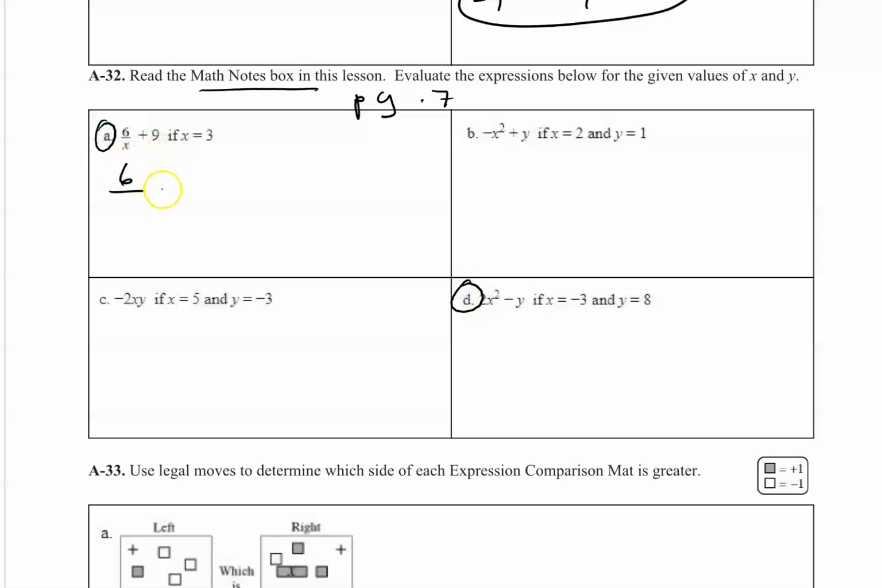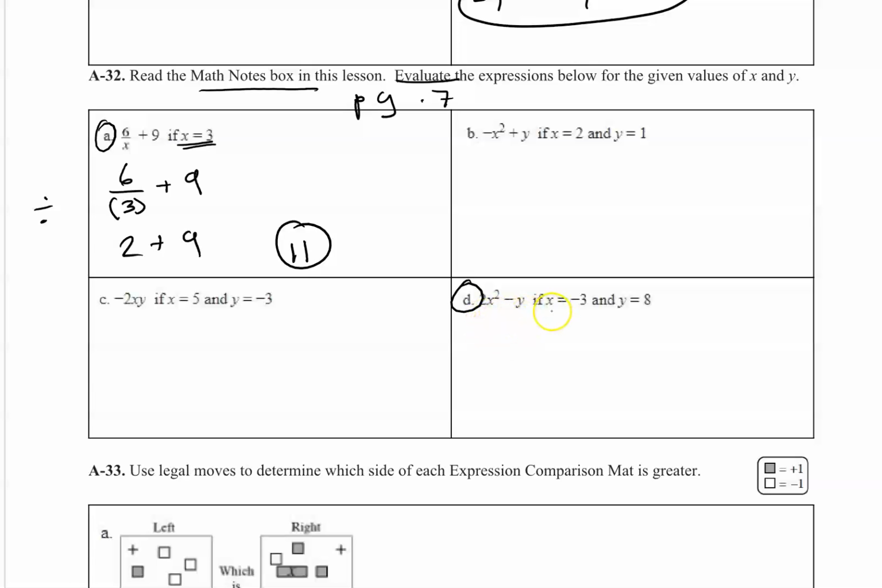6 over x plus 9. Now, to evaluate, what you need to do is erase x and replace it with the number that they give you for x. So instead of 6 over x, it's 6 over 3. 6 over 3, that means divide. So that's going to be 2. 6 divided by 3 is 2. Add 9 onto that, and you're looking at 11. So you should get a number for your answer.